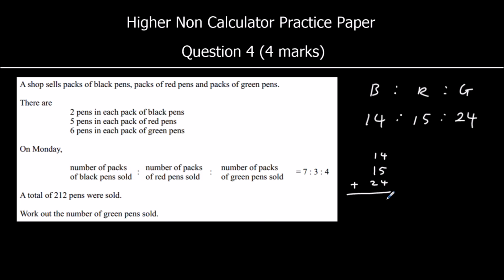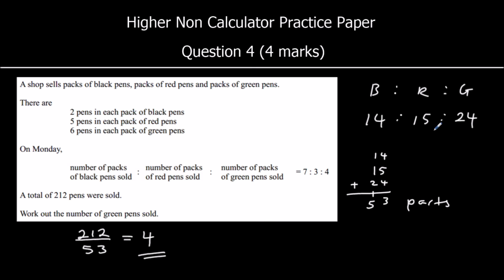So we can work out how many parts we've got. 14 and 15 and 24. 4, 5 and 4 make 13. 1, 1, 2 and 1 is 5. So 53 parts. And we've got 212 pens. So we're going to share the 212 pens between the 53 parts. How many 53s go into 212? And it is 4. 4 50s make 200. 4 3s make 12.